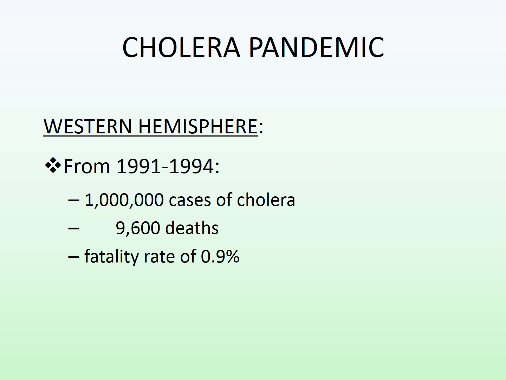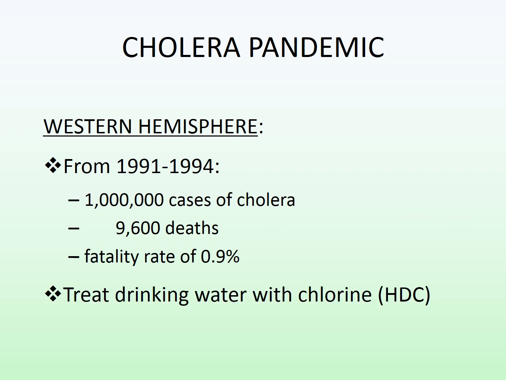Now, this can easily be controlled because the pandemic was basically spread in drinking water. All you have to do is treat drinking water with a chemical that will kill the cholera bacteria, such as chlorine. That's what we do in HDCs. That's why we don't expect to see the pandemic in North America, because we routinely treat our drinking water with chemicals that would kill bacteria. And remember, cholera is transmitted by a bacterium.